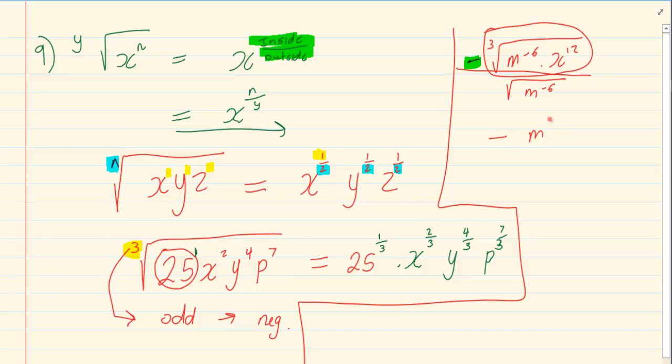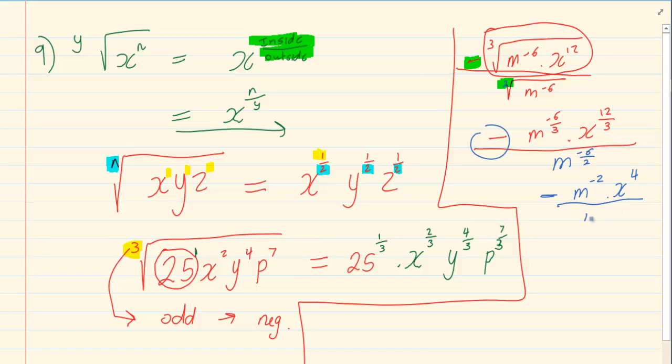So we have m, inside is minus 6 over outside, which is 3. Then we have x, inside is 12 over outside, which is 3. All over. Now remember, if they don't give us a power outside, we accept it as 2. So we're going to have m, inside is minus 6 over 2. Now let's simplify our fraction. We have the negative sign. We have m to the power of minus 2, x to the power of 4, all over m to the power of minus 3.